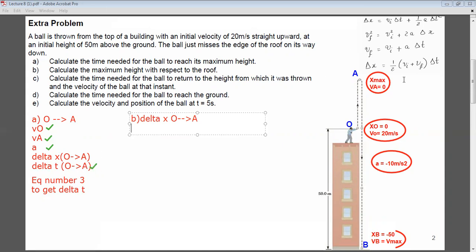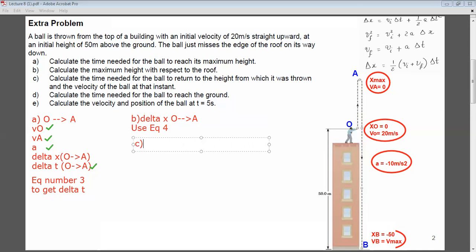So which equation will let me get delta X? Actually, any equation. The first one I can use, the second one I can use. The third one I cannot use because there is no delta X. And the last one I can use. I like the last one, so use equation 4. This way I get delta X from O to A.